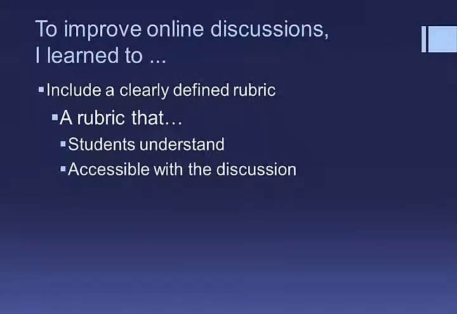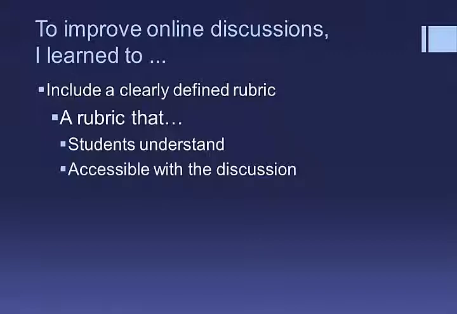Also, to improve my online discussions, I learned to make sure that I included a rubric that students could understand easily and that was accessible with the discussion. I know some of you might be thinking, well, accessible. What I mean is that for a while, I was placing my rubrics in a different area, in a content area, and labeling it rubrics. I needed to place it right with the discussion so that students could get right to it. It was one of those things like, oh, duh, I need to do that.